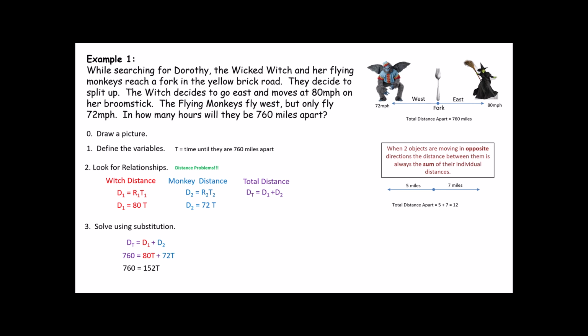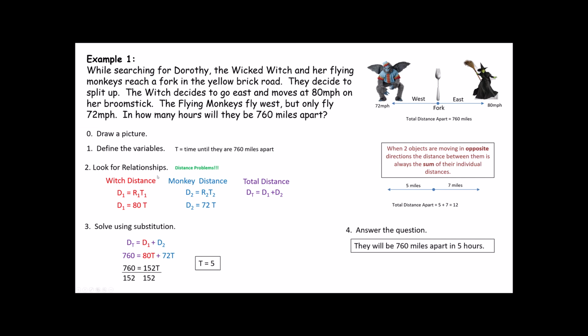ADT in 72t is 152t. Use the property of equality to divide away the 152, and you get a time of 5. Since our question was to find how many hours it would take until they were 760 miles apart, we would answer the question: they will be 760 miles apart in 5 hours.